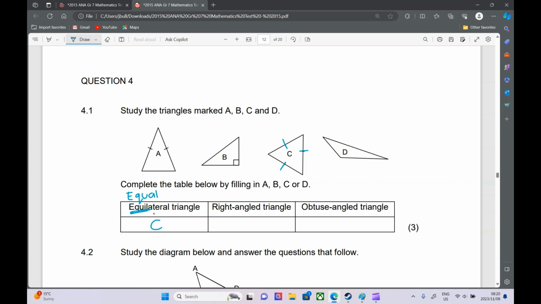A right angle triangle is just something that has 90 degrees. So we just look for that little square. We can see that is B. It's got that 90-degree angle. And then an obtuse angle triangle is a triangle that has one really big angle. Obtuse means really big. This one has all small angles in there. So it has to be D because it's got this really big one in here.